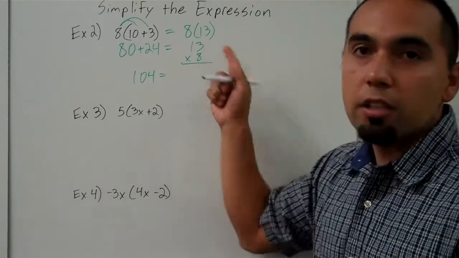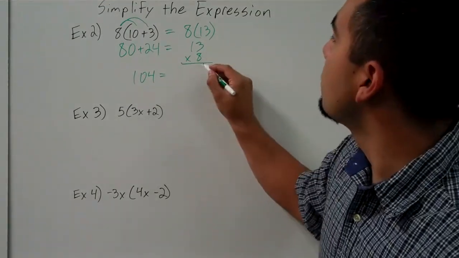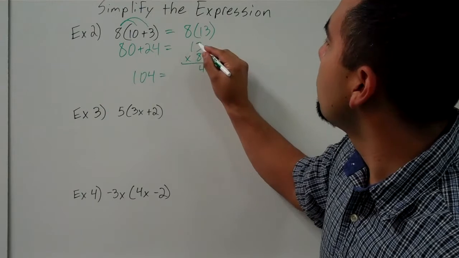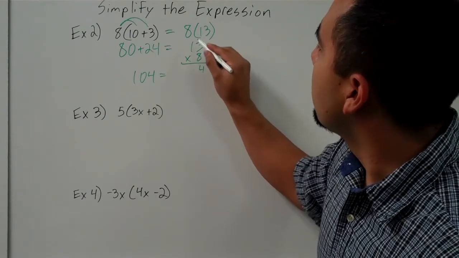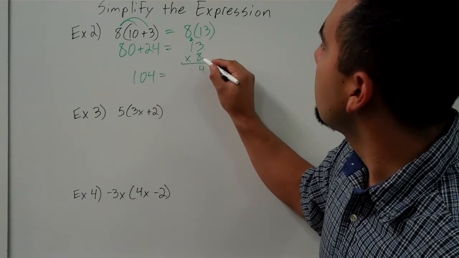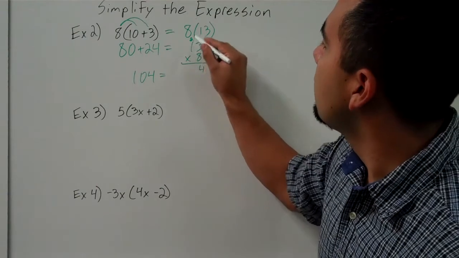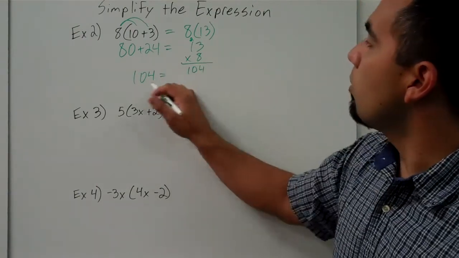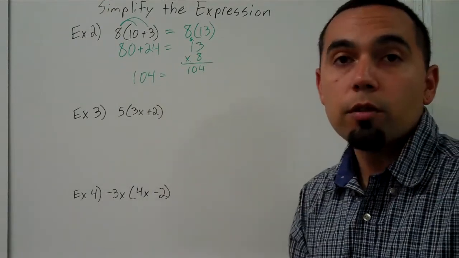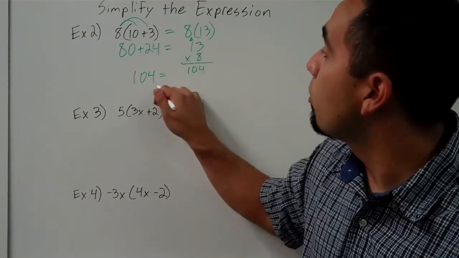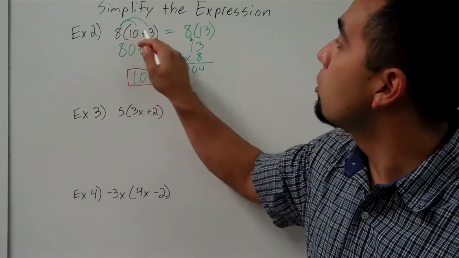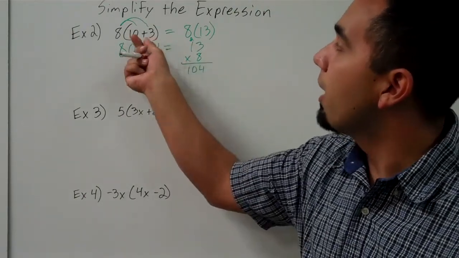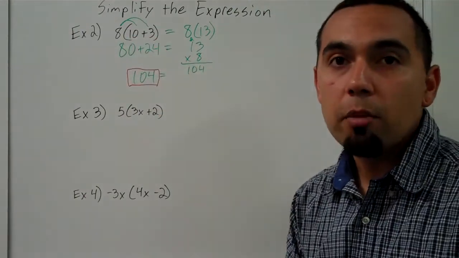Let's make sure these actually equal out. 8 times 3 is 24, and that means a 2 goes up here. 8 times 1 is 8. 8 plus 2 is 10. So yes, we get 104 equals 104. Again, it doesn't matter which way we do it. If we distribute the 8 or if we combine those terms, we get the same answer.